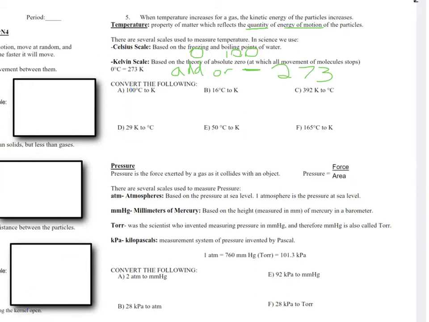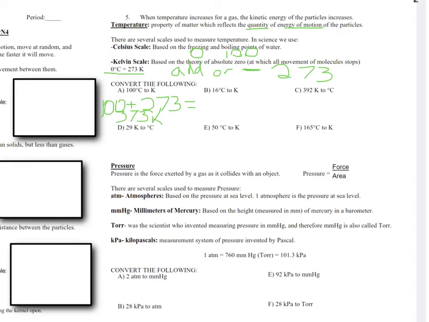Let's get rid of this. Okay. So going from 100 degrees Celsius to Kelvin, you always write what you're given, and then you're either going to add or subtract 273. In this case, we're going to add 273. Look at the example up here. 0 degrees Celsius equals 273 degrees Kelvin. That means 1 degree Celsius equals 274 degrees Kelvin. 100 degrees Celsius equals 373 Kelvin. Make sure you have your unit.